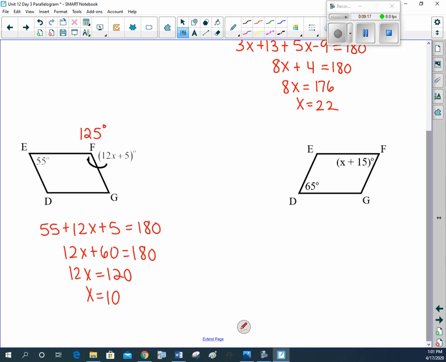And then over here, since these are opposite angles, angle F has to be 65 degrees, so then that would mean that x would have to be 50. 50 plus 15 is 65. Okay.